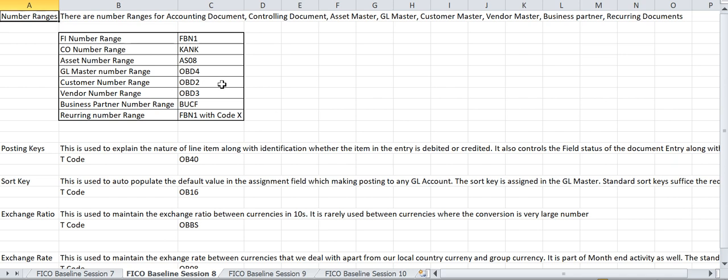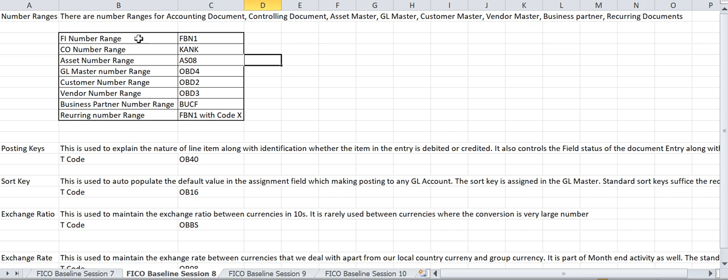Coming to the first one, the number ranges. If I read through the lines that I have mentioned here, we have different number ranges for accounting document, for controlling document, for asset masters, for GL masters, for customer master, vendor master, business partners, and recurring documents. Now let us start to understand one by one.